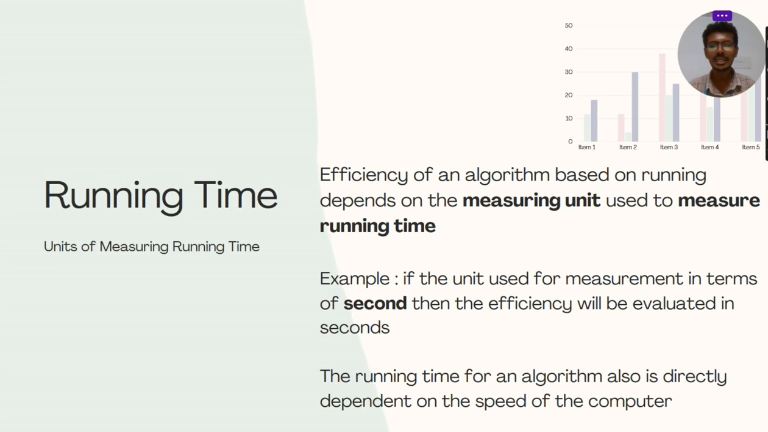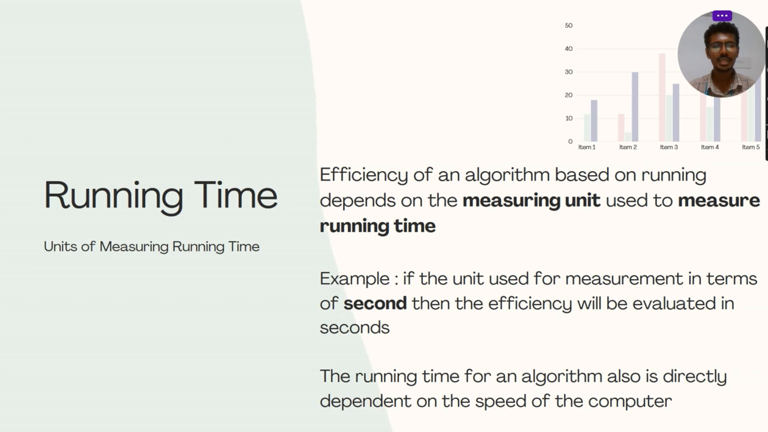The next one is running time, that is, units for measuring running time. The complexity of the algorithm basically depends on the measuring unit, like seconds or minutes. Likewise your running time will be calculated. For example, if the unit is measured in terms of seconds, then the efficiency will be calculated in terms of seconds. If your algorithm's running time is measured in terms of minutes, then the efficiency will be calculated in terms of minutes.